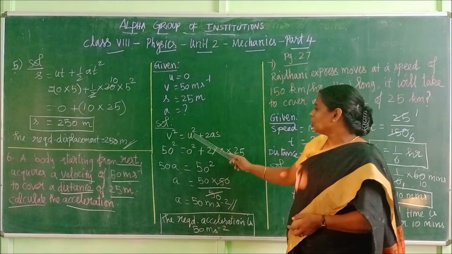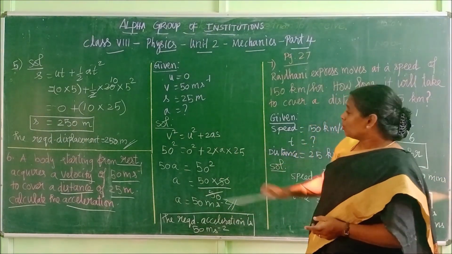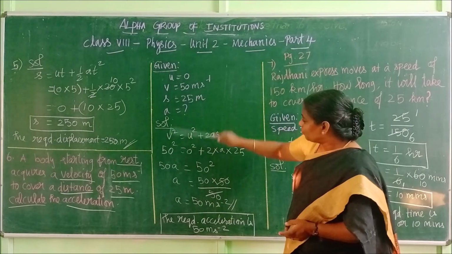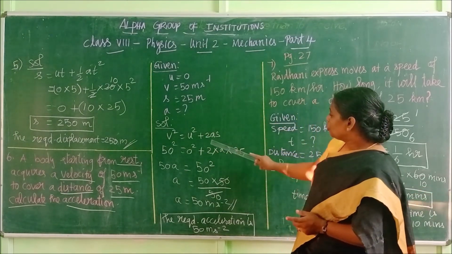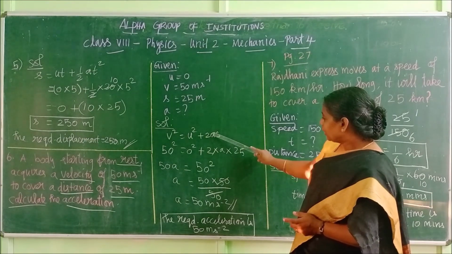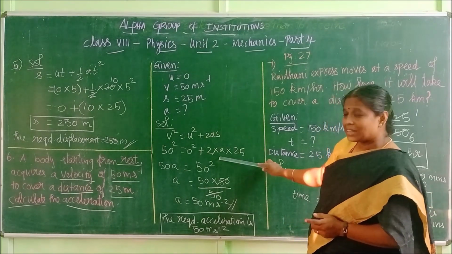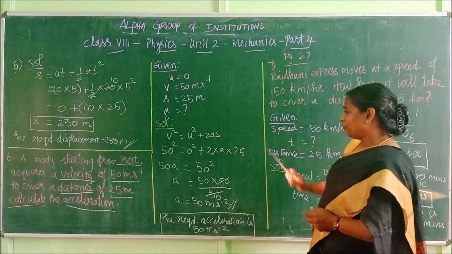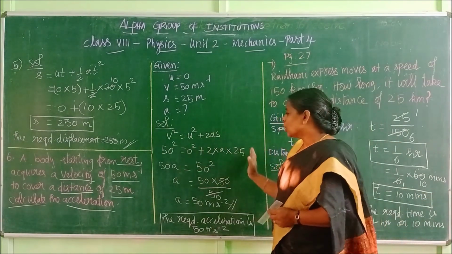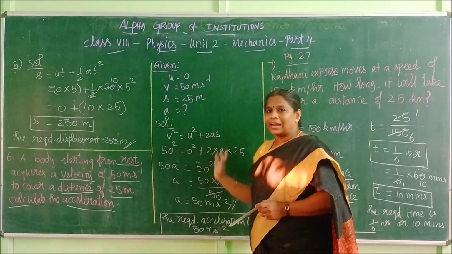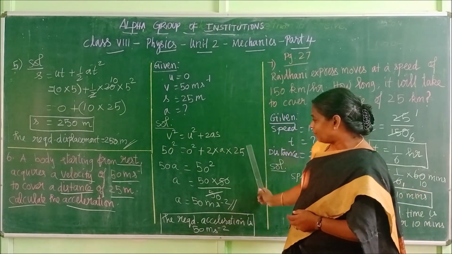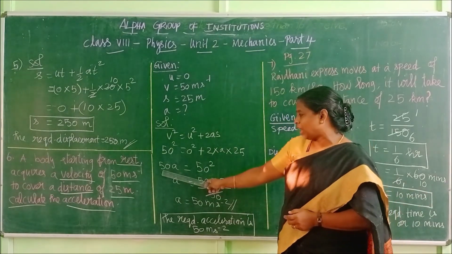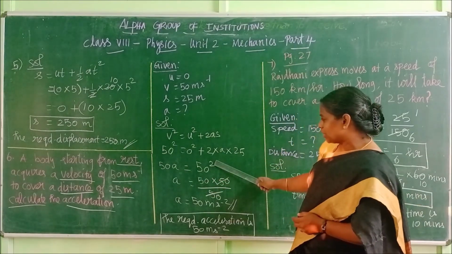So v square is equal to u square plus 2as. What is v? 50. 50 square. What is u? 0. 0 square. 2, as it is written, a we don't know, that's why I am writing it as a. S is 25. So entirely move this to that side, left to right and right to left. So what is this? 2 into 25 is 50. 50 into a is 50a. This 50 square I am writing here.